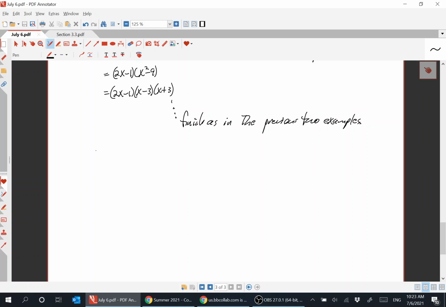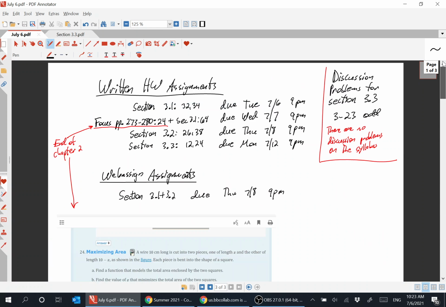All right. So on to section 3.3. Again, for section 3.3, I've got these practice problems here because we don't have any on the syllabus. There is a sort of this little supplementary handout. I have it, but I'm not too happy with it. I think we really need to do these problems in section 3.3 and practice the techniques involved.